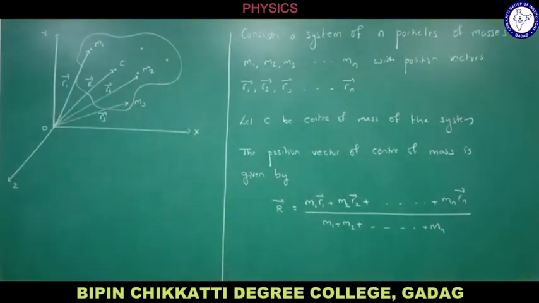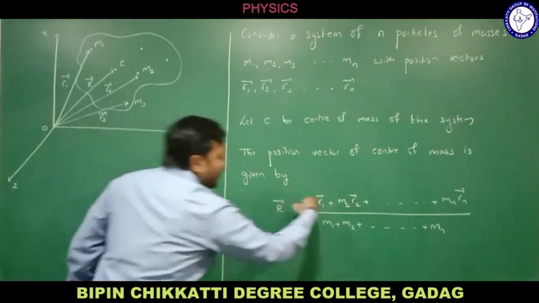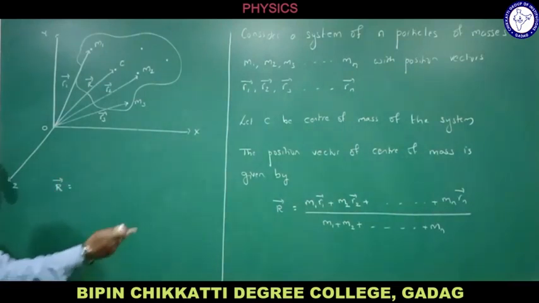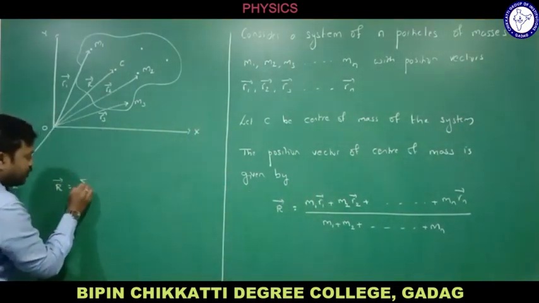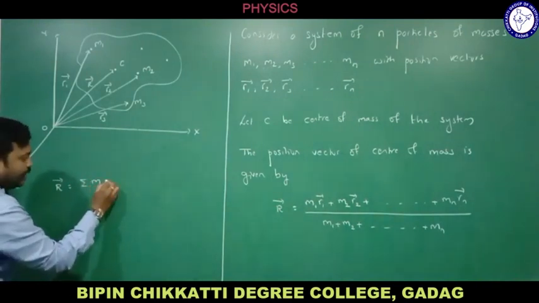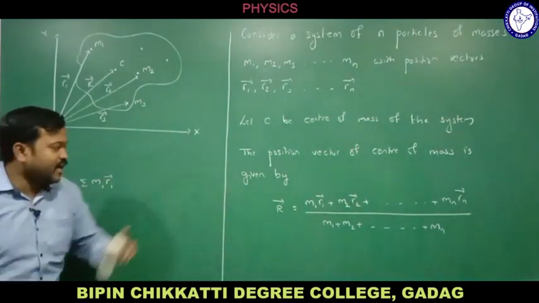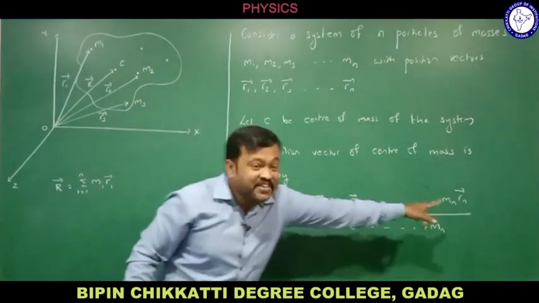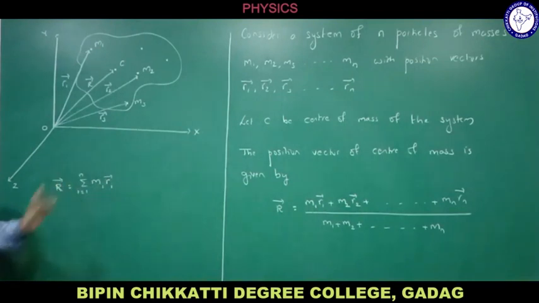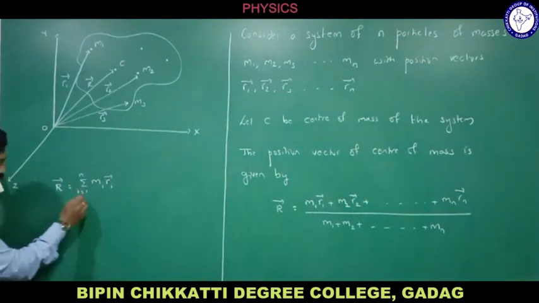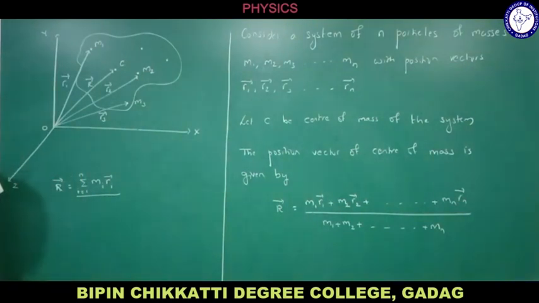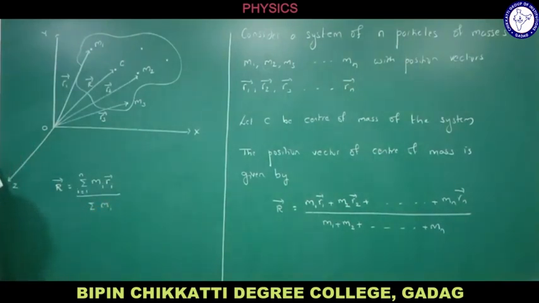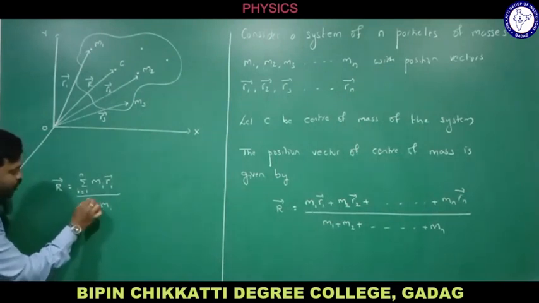Okay, now we have a long equation, so let me take a summation of that. R vector equal to, instead of writing like this, shall I write summation? Summation means addition, right? So summation of mi ri vector, where i begins from 1 to n, divided by summation of the general term mi, where i begins from 1 to n.